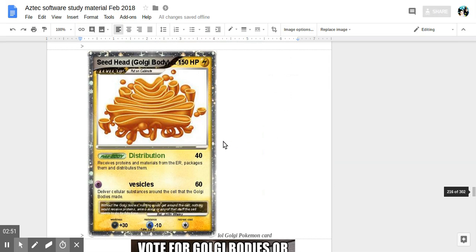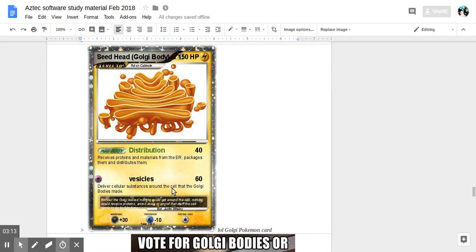So the Golgi body Pokemon card receives proteins and materials from the ER, endoplasmic reticulum, packages them, and distributes them. It's used for distribution. It has vesicles which deliver cellular substances around the cell that the Golgi bodies make or organize. They process, etc.